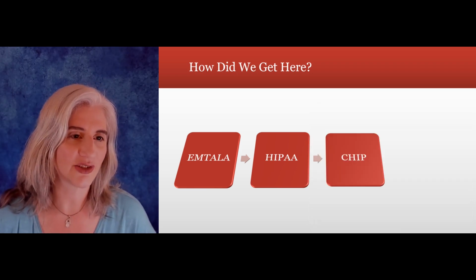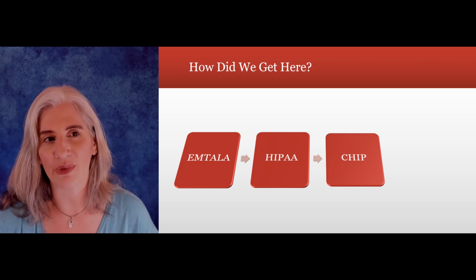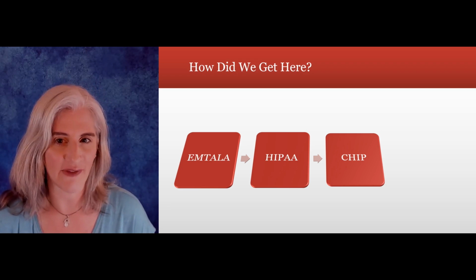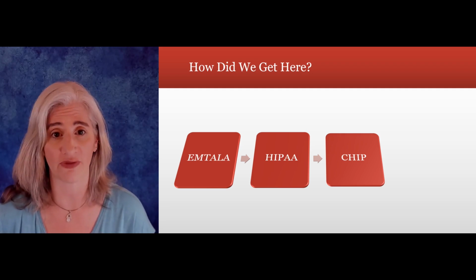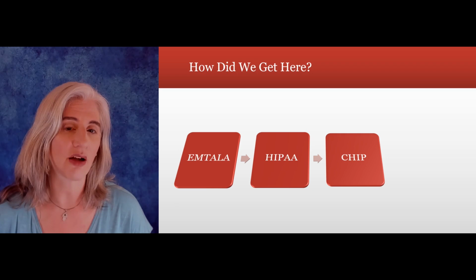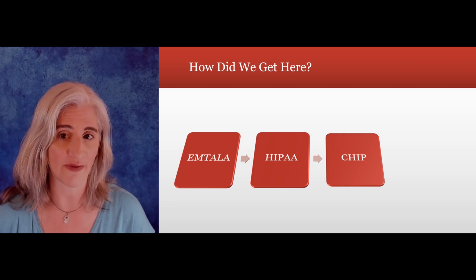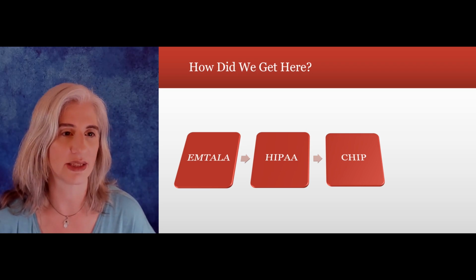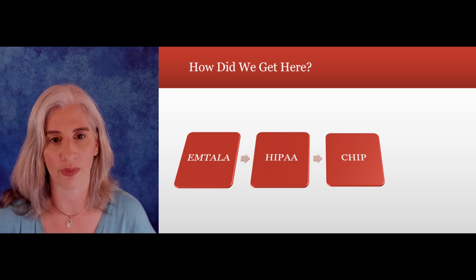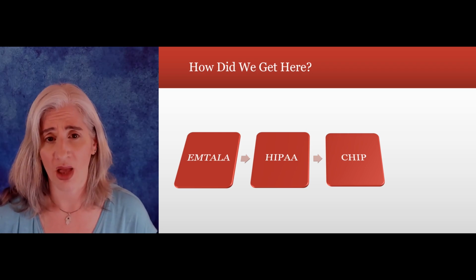Next to know is CHIP. This is the Children's Health Insurance Program, and that was enacted in 1997, which provided a capped amount of federal matching funds to states to cover children and some parents with incomes that were too high to qualify for Medicaid, but for whom private health insurance was either unavailable or unaffordable. CHIP also covers pregnant women.